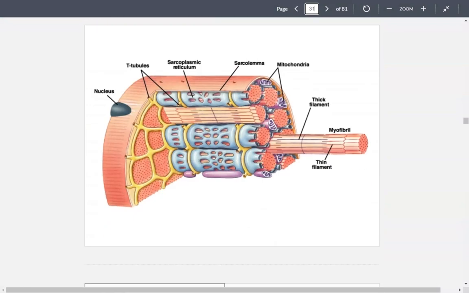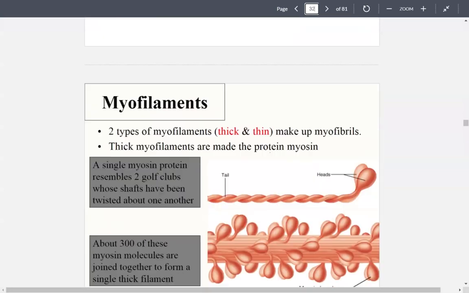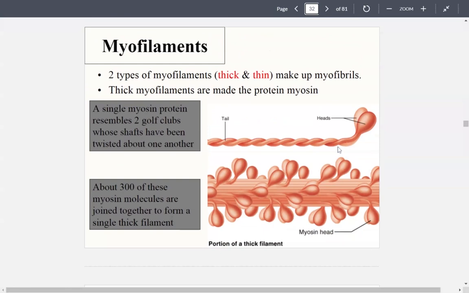Here's our artistic rendering again. Sarcolemma, sarcoplasmic reticulum, mitochondria, myofibrils, thick filaments, thin filaments. All right. Now, thick filaments are going to be referred to as myosin. They are made up of the protein myosin, and they kind of resemble two golf clubs that have their shafts twisted around each other.